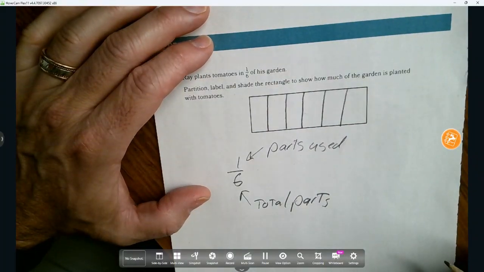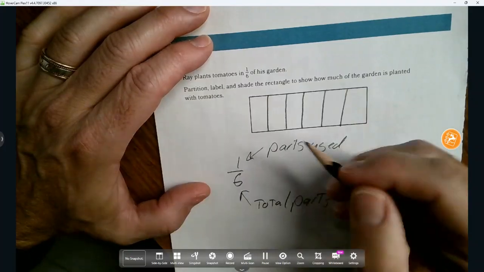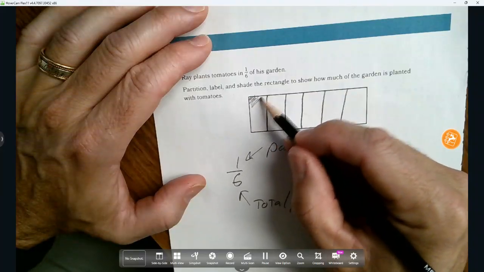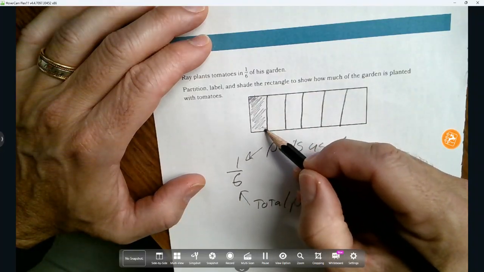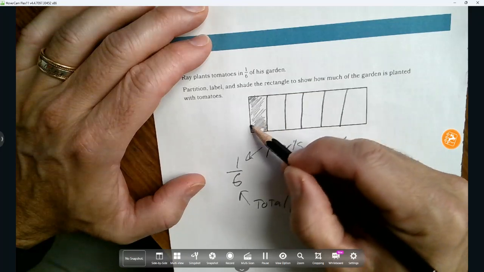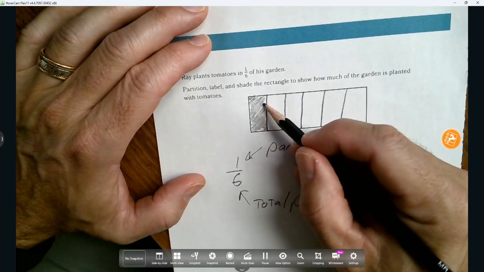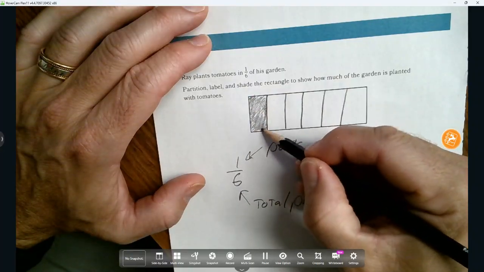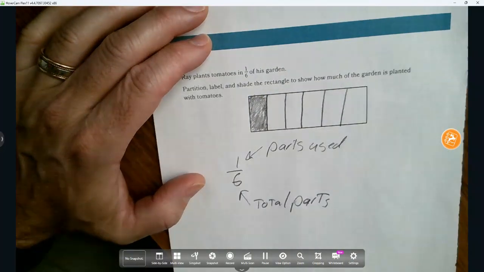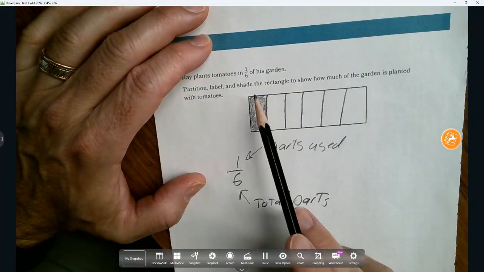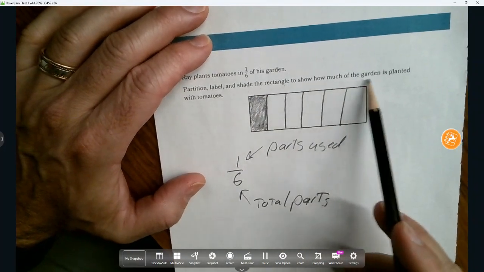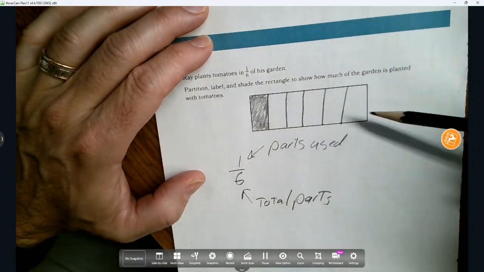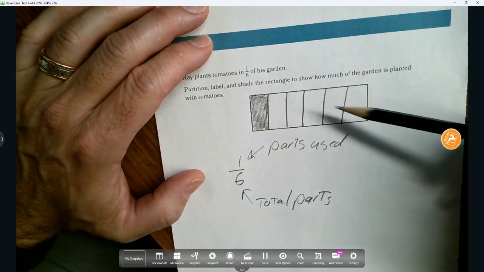If you're real fancy and you want to draw some tomato plants, go for it. I'm not going to do that. I'm just going to shade it in. All right. And now it breaks down for me that this is where my tomatoes are because it said shade the rectangle to show how much of the garden is planted with tomatoes. There's my 1/6. Are these the exact same size? No, but it's still 6 parts.